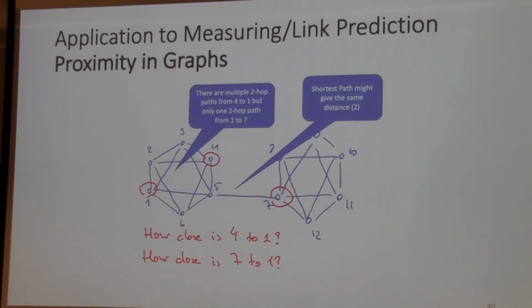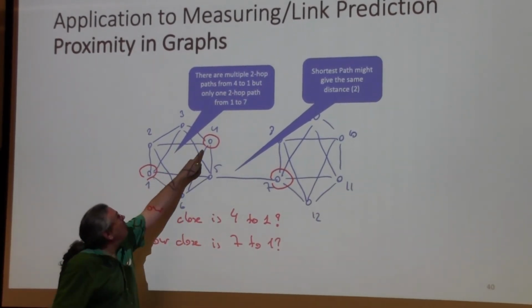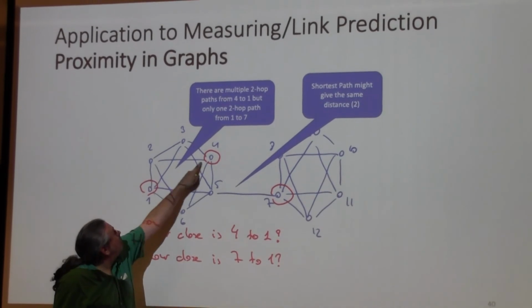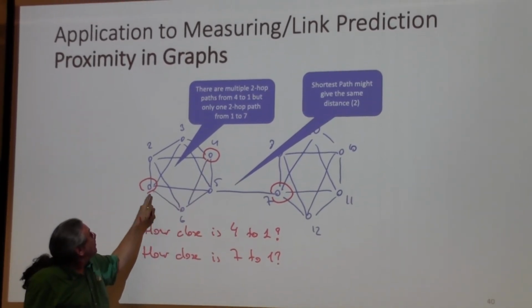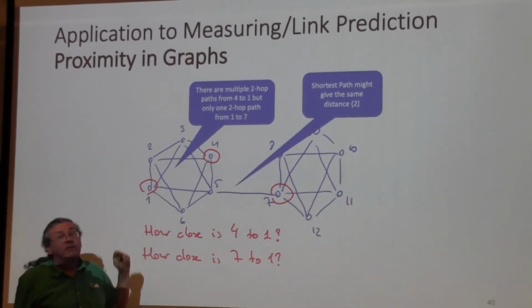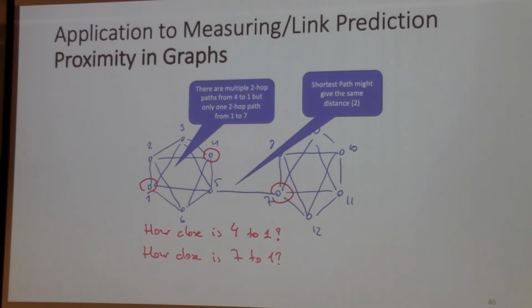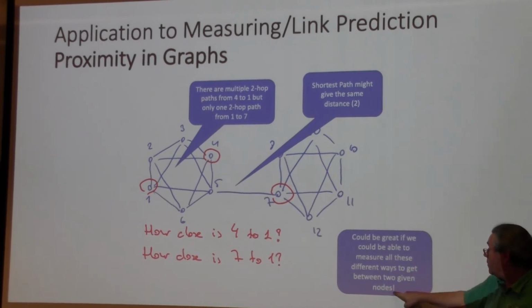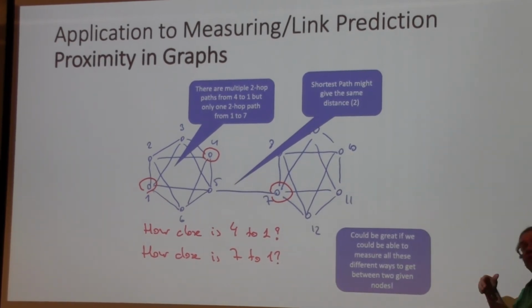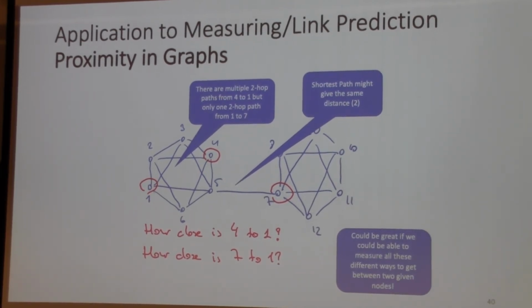One way of looking at it is the number of paths. If you go from 1 to 4, there's many ways. So you can go 1, 2, 4, you can go 1, 6, 4, 1, 5, 4. But to 7, there's only one path. So there's many paths from 1 to 4. So maybe that helps. And all these different ways to get between nodes maybe have some importance. Maybe 4 is more important or closer to 1. Okay? So what do you think?